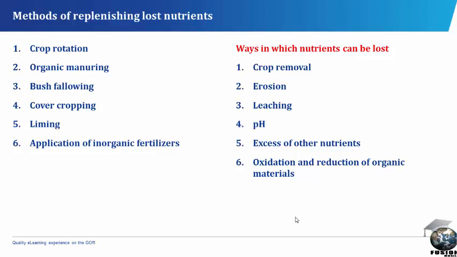Ways in which nutrients can be lost. Nutrients can be lost through crop removal, erosion, leaching, pH level, excess of other nutrients, and oxidation and reduction of organic materials. In crop removal, nutrients are removed from the soil by crops for growth, development, and production. When the crops are harvested, the nutrients contained in the plants are never returned to the soil. The rapid removal of nutrients from the soil by continuous cropping completely deprives the soil of such nutrients.